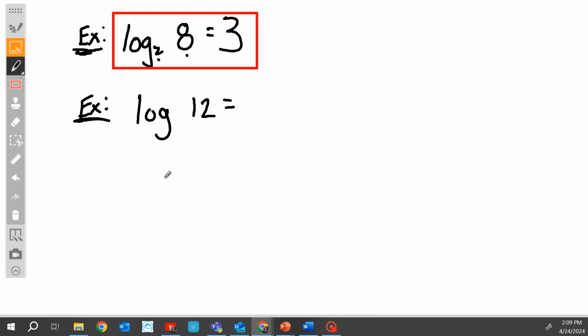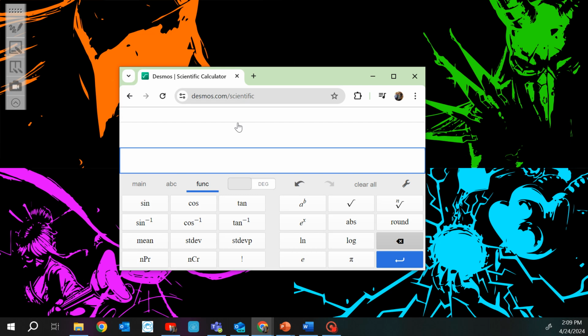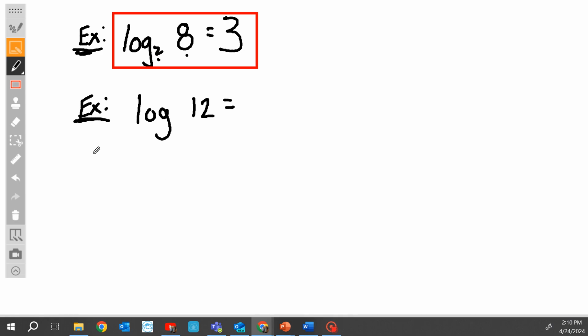However, if you'll remember, the calculator will do two types of logs. It'll do a common log and a natural log. So since this is a common log, we can just type this into the calculator. And yeah, it is somewhere between 1 and 2. We will round this to 3 decimal places. So 1, 2, 3. So this would be approximately 1.079. So the common log of 12 is approximately 1.079.